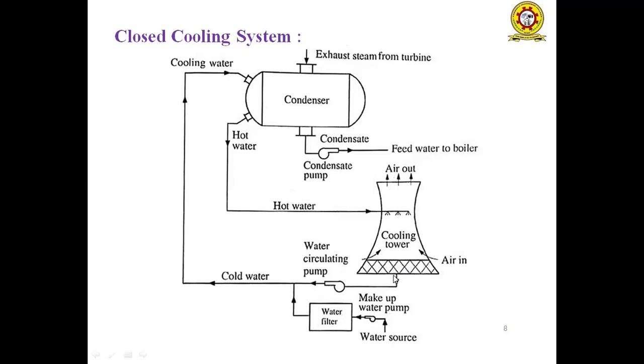The cool water is sent into the condenser by using a water circulating pump. There will be an exchange of heat between the turbine exhaust and the cooling water, so steam gets converted into hot water. Some of the hot water, the condensate water, is sent into the feed water to the boiler for increasing the efficiency. And the hot water which is coming from the condenser is again sent into the cooling towers.